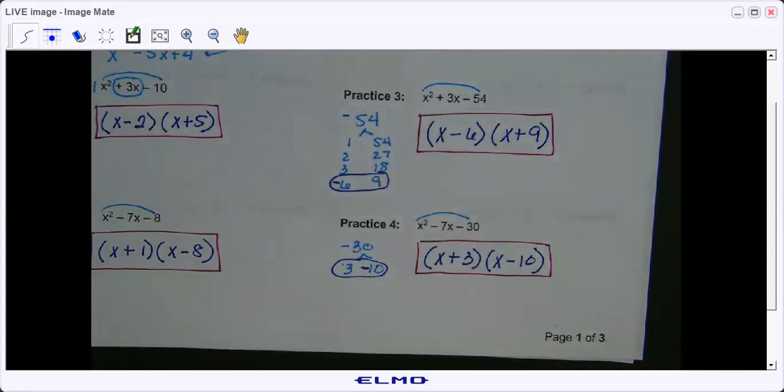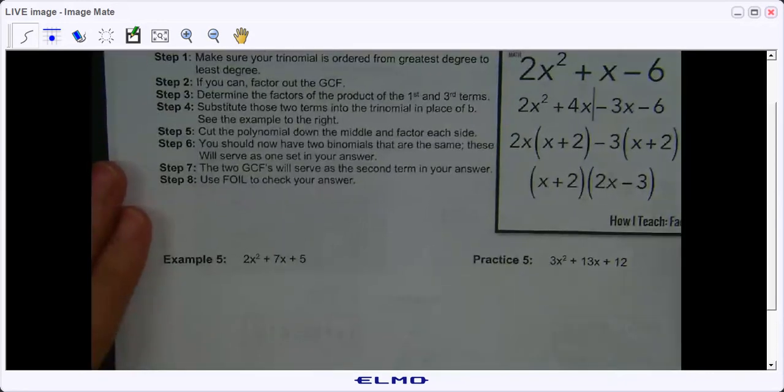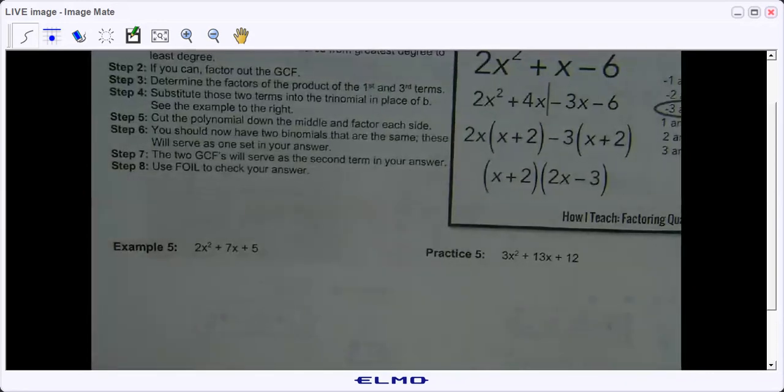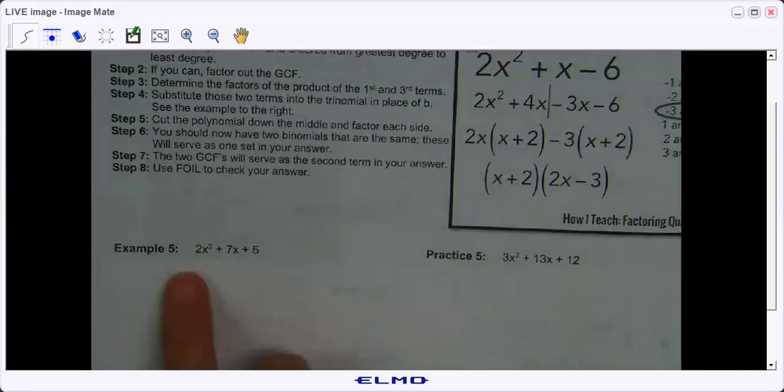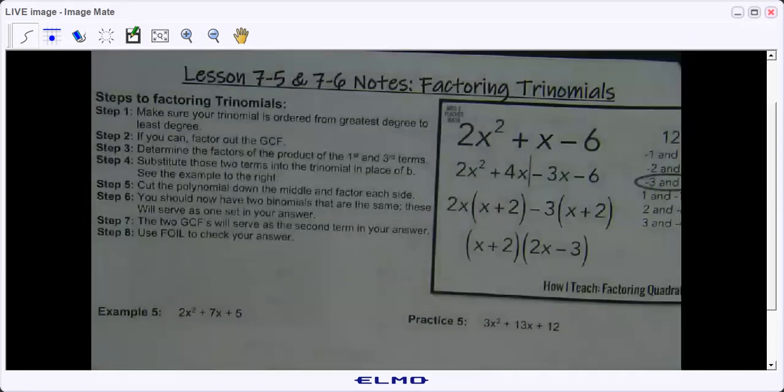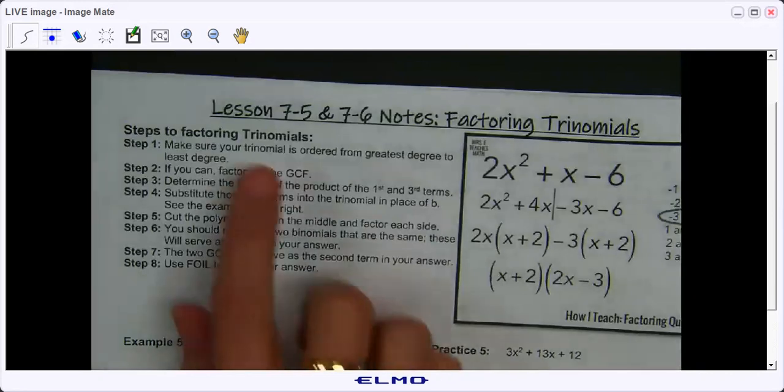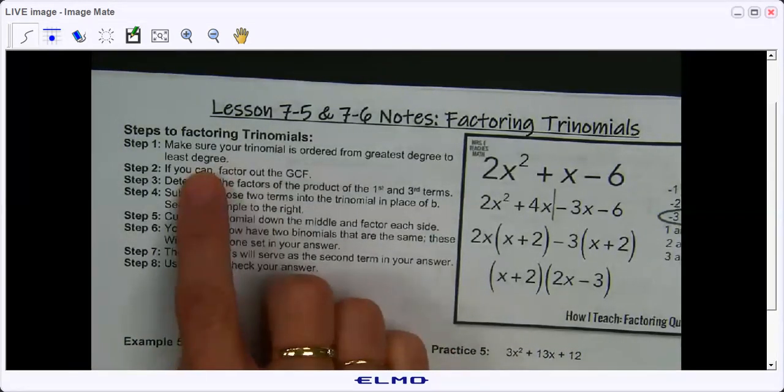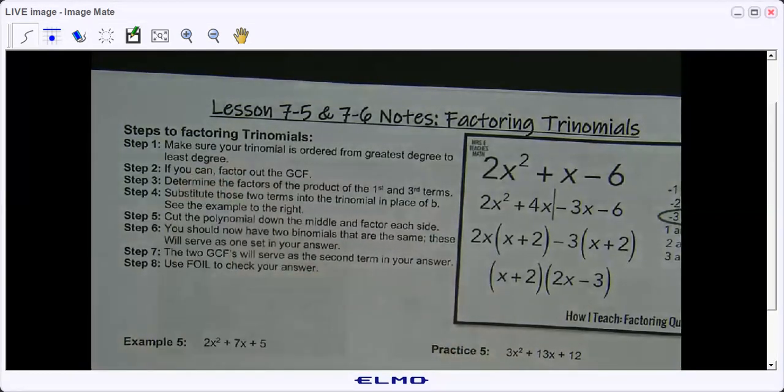So this was basically the 7-5 portion of the lesson. We're now going to move on to the 7-6 portion. The difference in this part is that your coefficient here is something other than 1. On the back side, they were all 1. So let's look at our steps up here. It says, make sure your trinomial is ordered from greatest degree to least degree. On this page, they are.